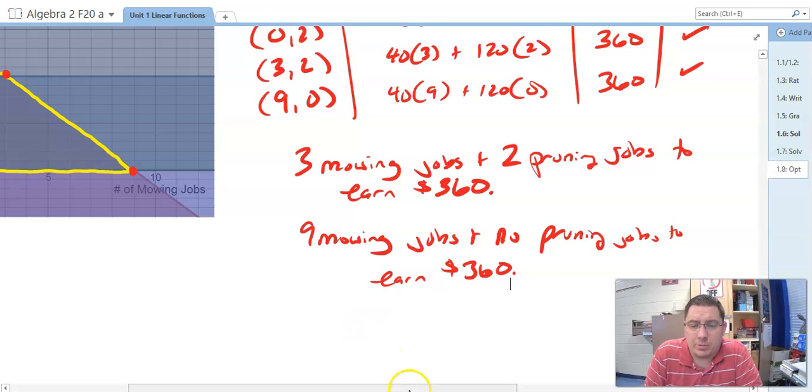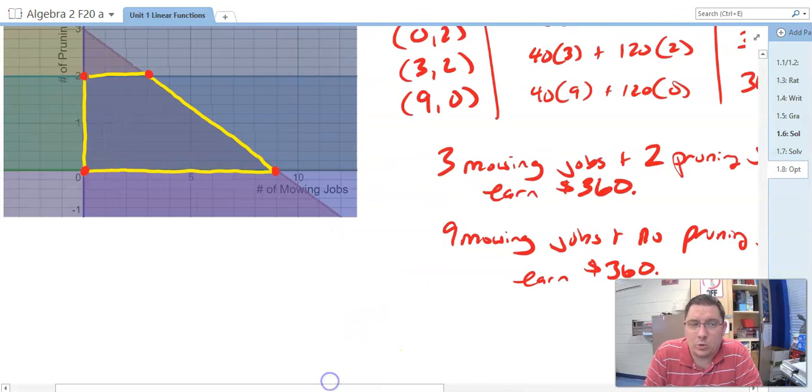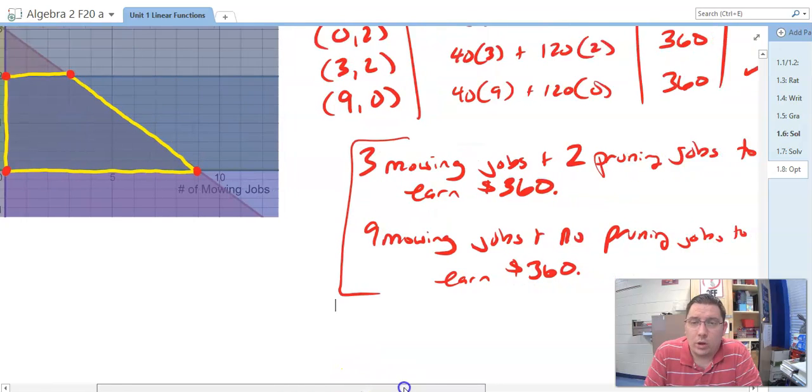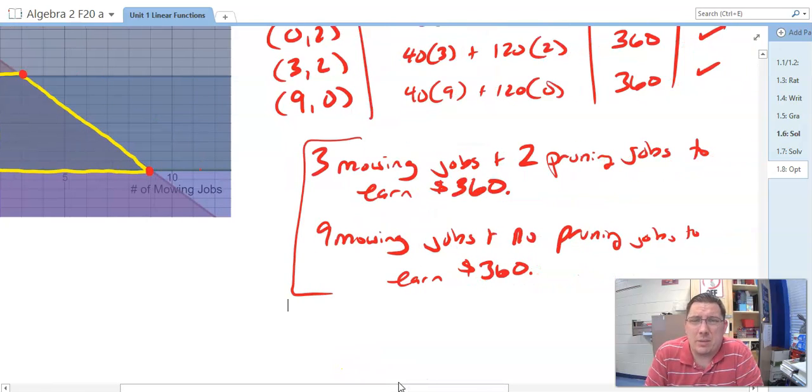And remember, maximums and minimums will only occur where? At our vertices. And so either one of these 2 answers is acceptable for the final answer. You don't necessarily have to find both, but you do need one or the other. Now, what would change this problem? Let's just talk hypothetical for a second.